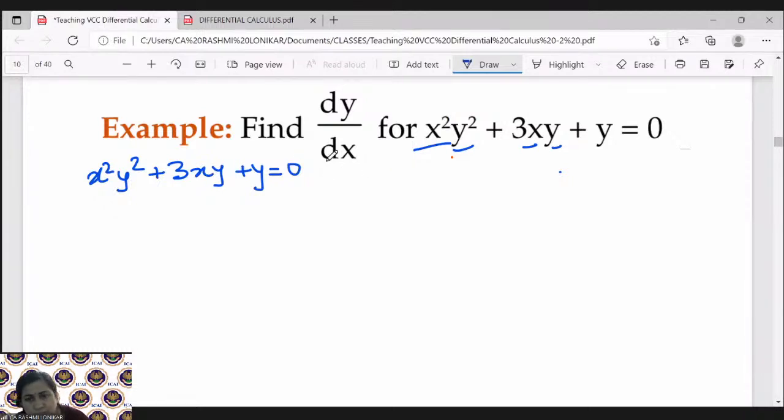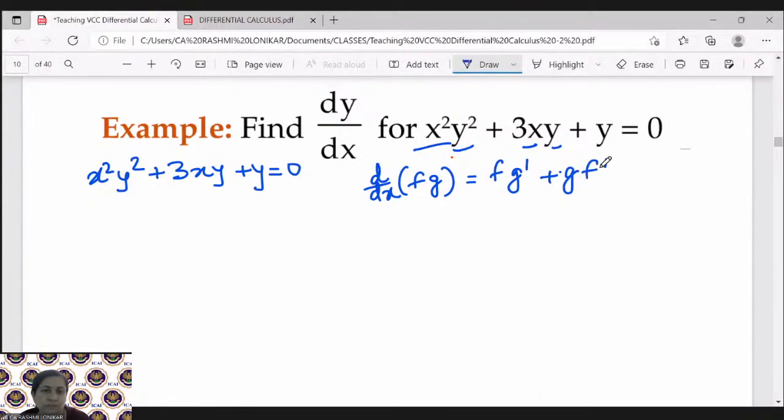So which rule will I use? The multiplication rule. So what do I know? The d by dx of two functions, suppose I have f into g. What will be the derivative? First function into derivative of the second function plus second function into derivative of the first function. So this I'm going to use over here.